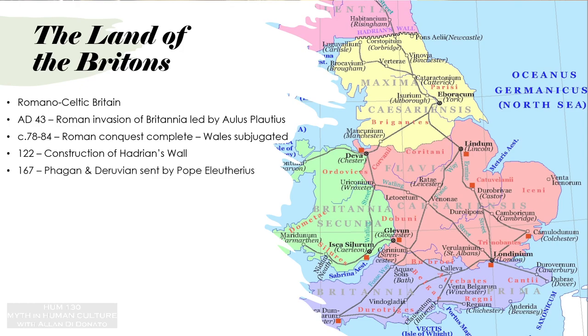This is a reference to these two characters, Fagin and Deruvian, who are missionaries, Christian missionaries, supposedly sent by Pope Eleutherius to convert the Britons to Christianity. And the traditional date is given around 167. Now, this might not be historical, but what we do know is during the second century, you start to have more and more Christianization take place in Britain, right?